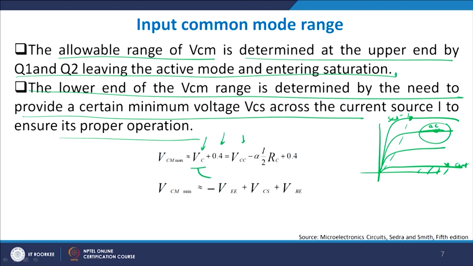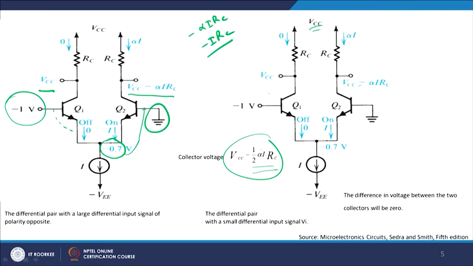So, this VC is nothing but this whole thing, right: VCC minus alpha into I by 2 RC plus 0.4 approximately, and VC min is equal to minus VEE plus VCS plus VBE. Why? Please understand why it is like that. If you go back to your previous slide, you have biased this with minus VEE, right, and this is your base to emitter voltage VBE.